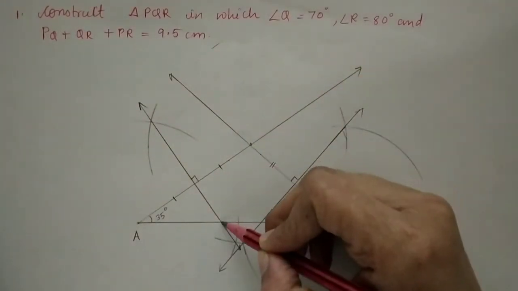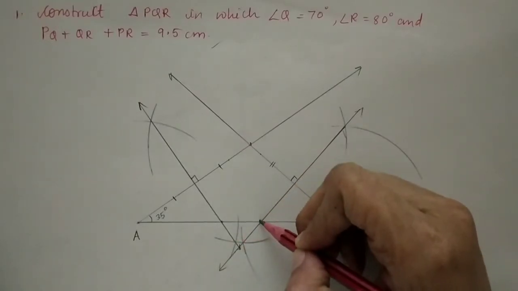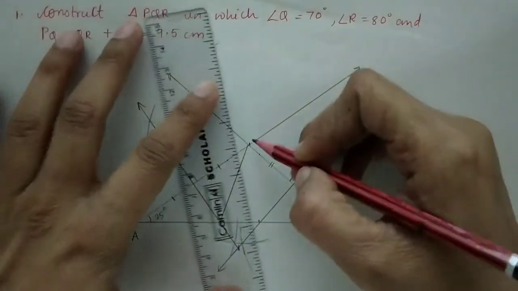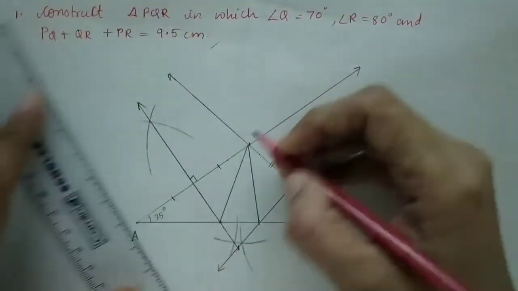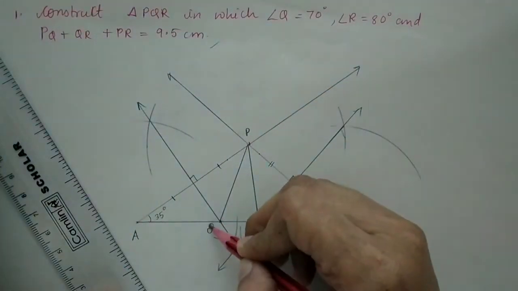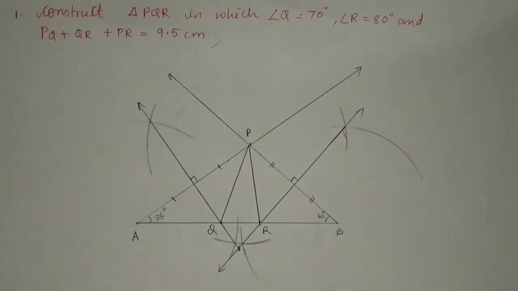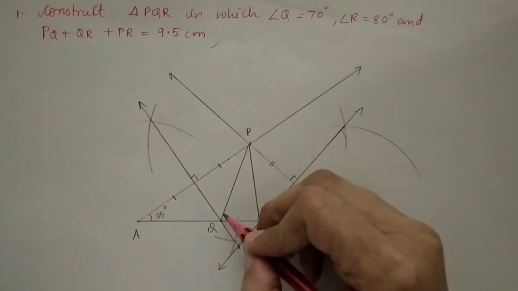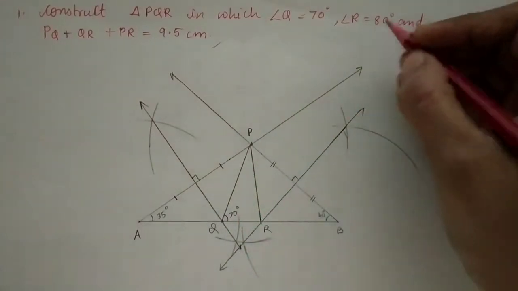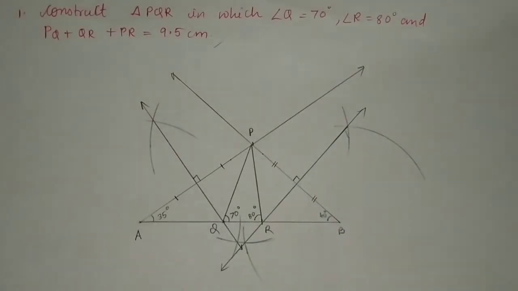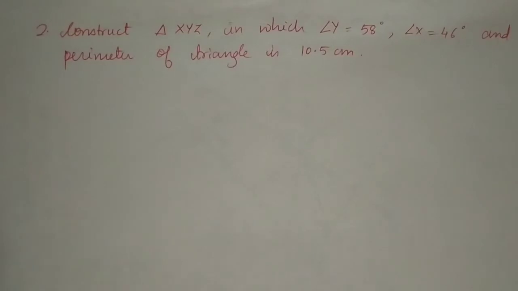You know, this is 1, 2 and 3. These points will give you triangle PQR. So we join this. This is your P, this is your Q, and this is your R. So this is our triangle PQR. And this Q is 70 degrees, so we show it here. And R is 80 degrees, which we write down here. So this is how we draw a figure. Let us proceed towards the next question.